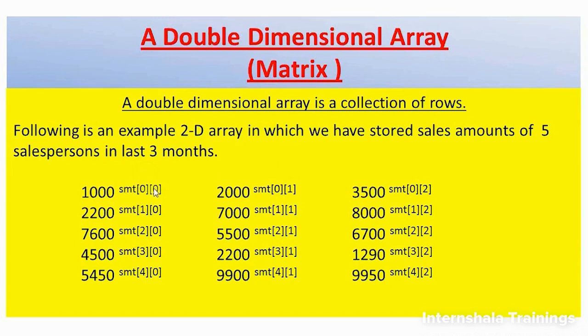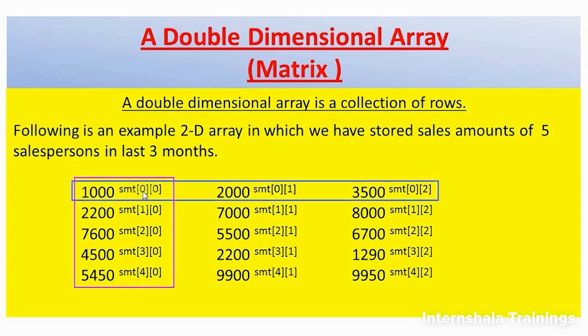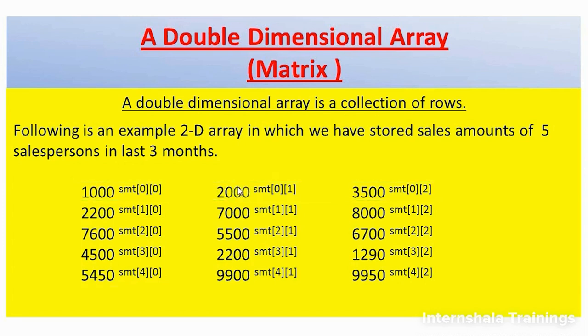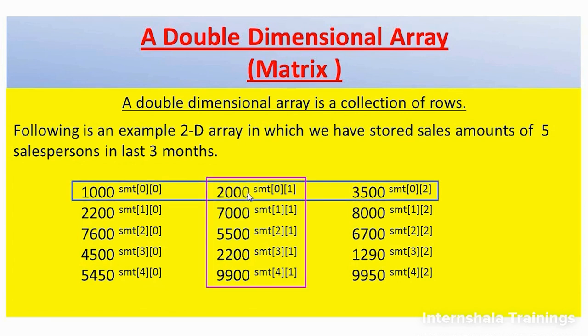So SMT 00. There are 2 subscripts. The first subscript represents the row number. The second subscript represents the column number. So SMT 00 means we are referring to the element of first row, first column. This 1000 is that element. Now what is 2000? 2000 is the SMT 01 element. This is being referred to with SMT 01.